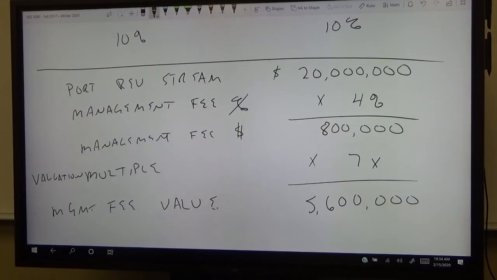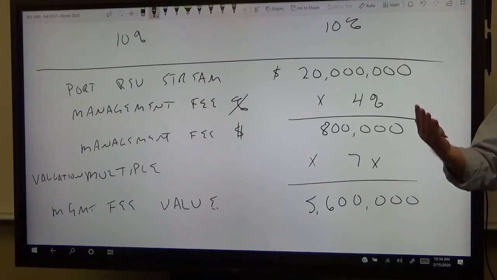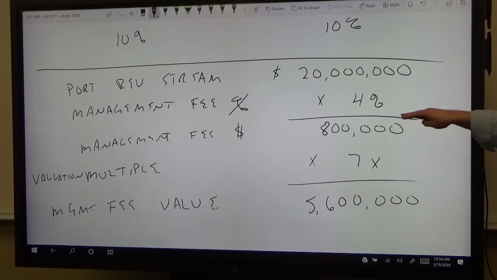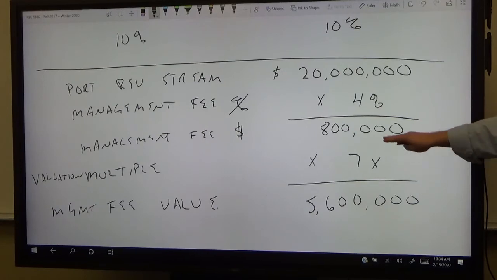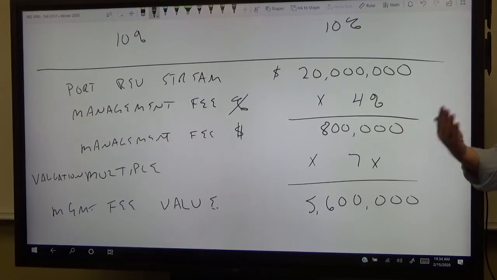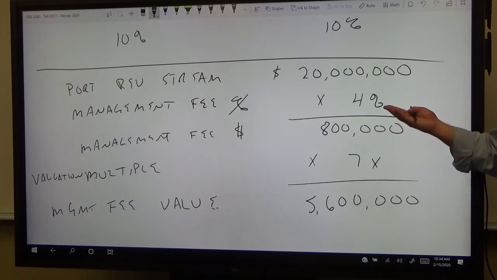Okay, so in one sense, here's another way of looking at it. If this is your annual management fee, and they're saying the way to value that is to say the value is 7 times this, they're really saying the payback period is what? 7 years. 7 years. Okay?